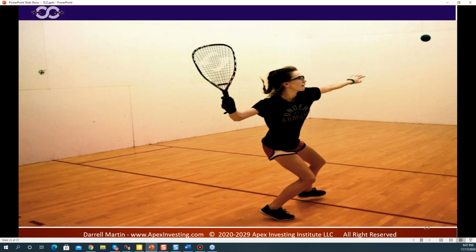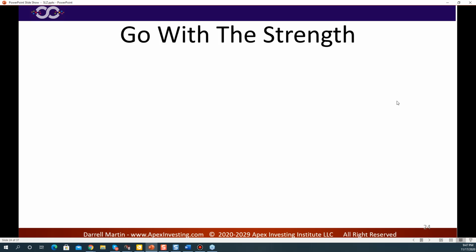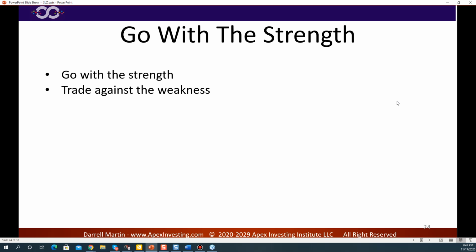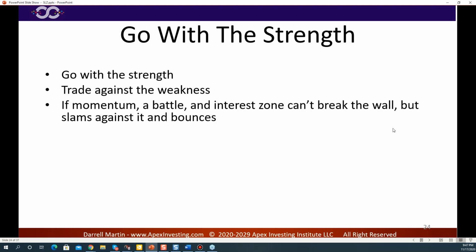Not just out in the middle of nowhere, like Daryl mentioned. We want to get in on that push off and take advantage of that energy slamming into that wall and getting rejected. And that's why we want these SLZ trades off of one of these walls or levels of importance. We want to go with the strength. We want to trade against the weakness.